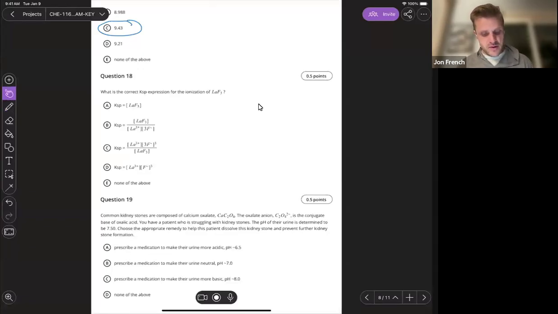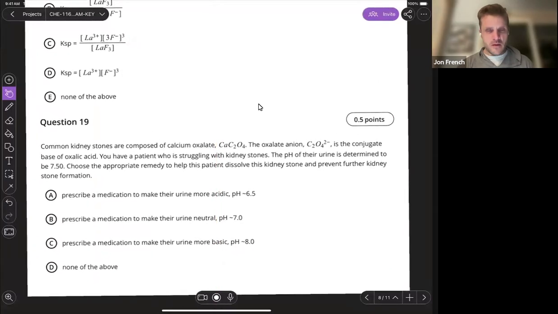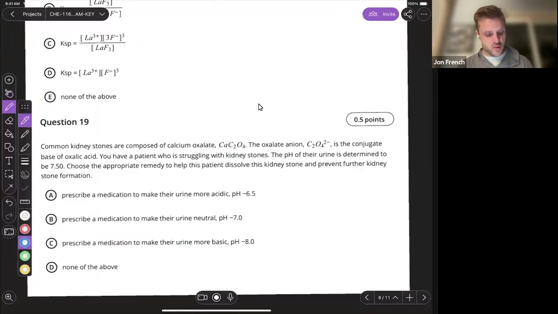All right, question 19. We kind of talked about this on Tuesday. Calcium oxalate is a common form of kidney stones. And I tell you, here's the important part, oxalate is the conjugate base of oxalic acid. So it is a conjugate base, which means it's going to behave like a base. So if I have this equilibrium, calcium oxalate ionizes to give me calcium and oxalate.